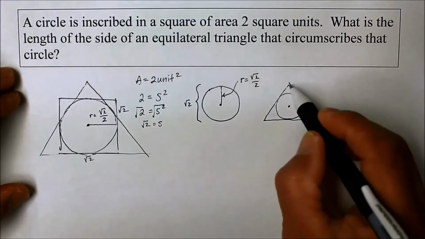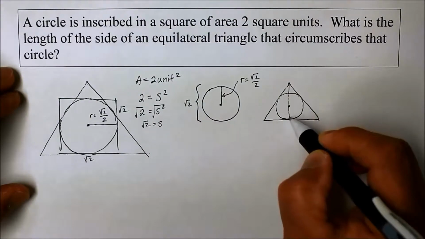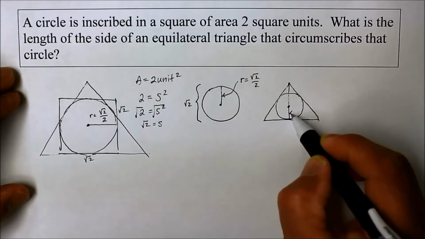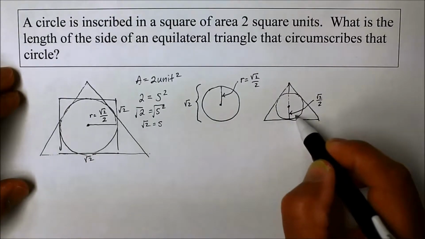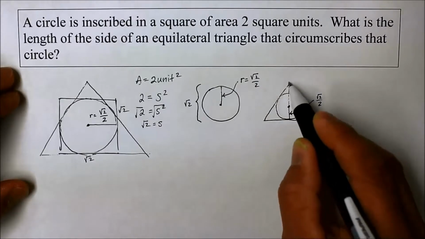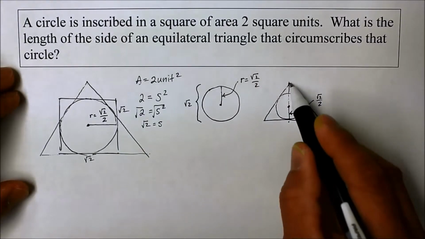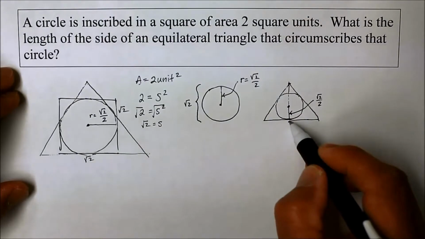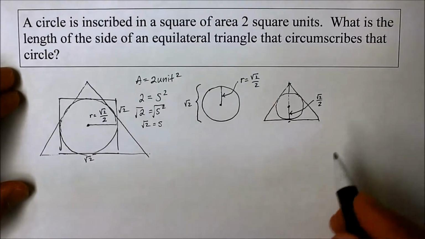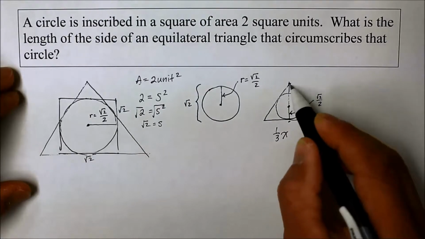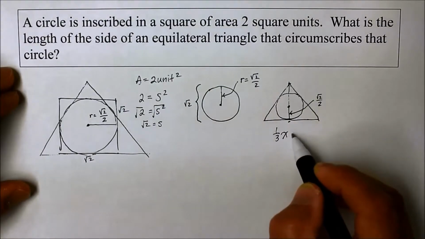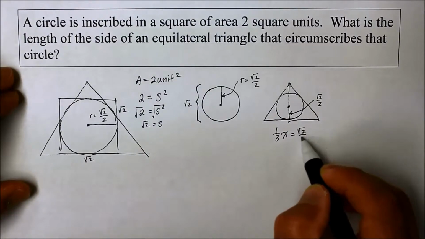And if that's the case, remember the median? This right here is square root of 2 over 2, and that is only 1/3 of the entire distance of this median from the vertex to the midpoint of that base. So since it is 1/3 of that total height, which I do not know, we're going to make that equal to square root of 2 over 2.